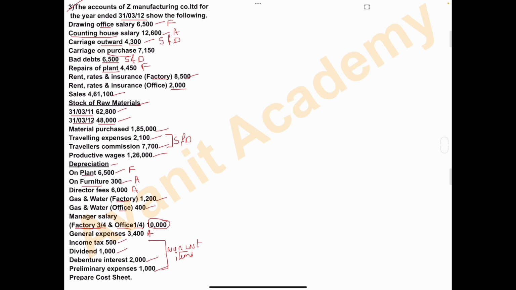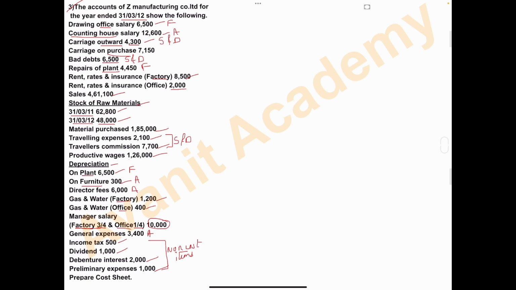Financial items we should not record in cost sheet. So we have to leave all these items. EL items, income tax, dividend, debenture interest, preliminary expenses: we should not record these in the cost sheet, because these all are non-cost items, or you can say these are financial items. So we should not take them in the cost sheet.